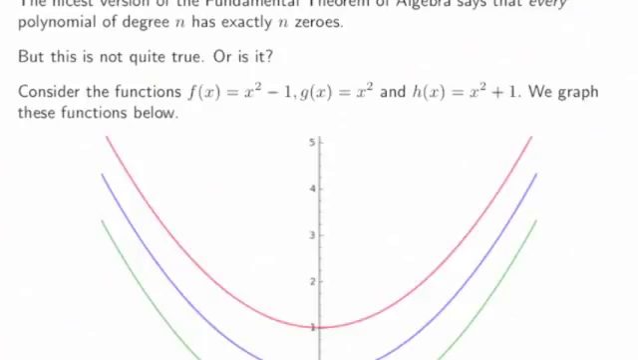The nicest version of the fundamental theorem of algebra says that every polynomial of degree n has exactly n zeros. If the degree is n, the number of zeros is exactly n. Surely this is not quite true, is it? Consider this function, x squared minus 1, the function x squared, and the function x squared plus 1. We can graph these functions in the plane, and f is in green at the bottom, g is in blue a little further up, and h is in red.